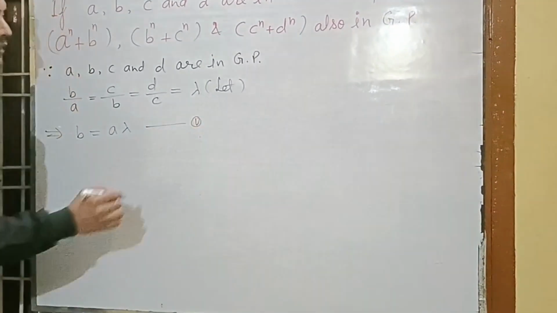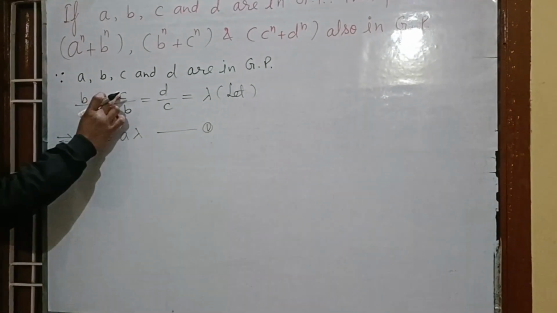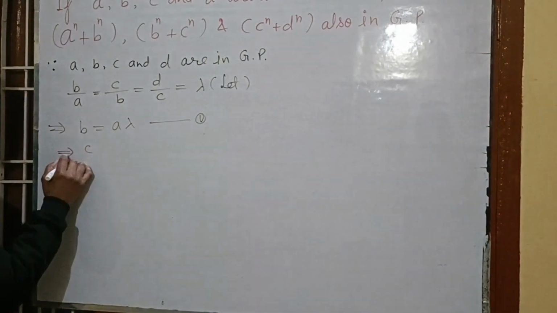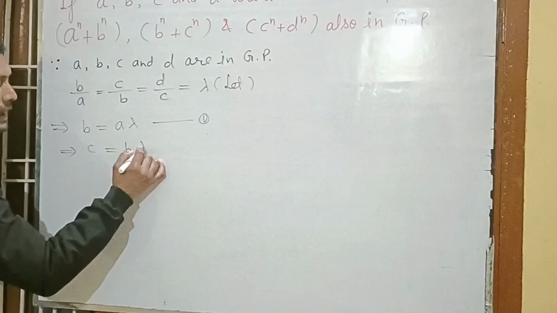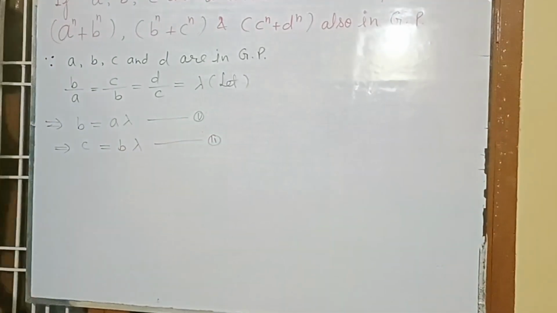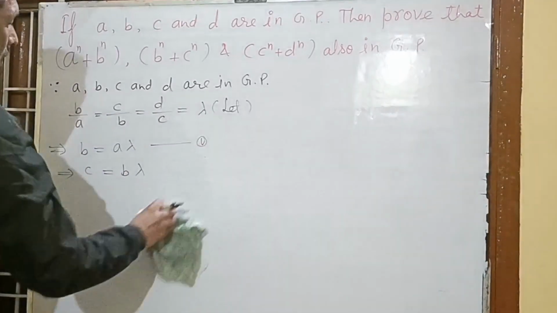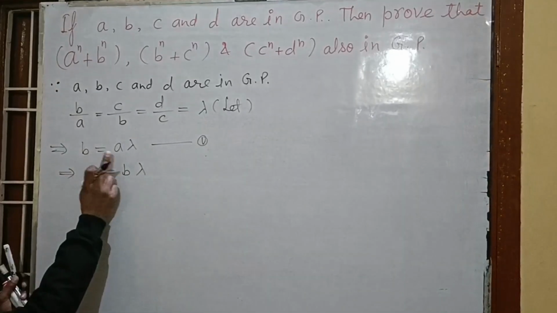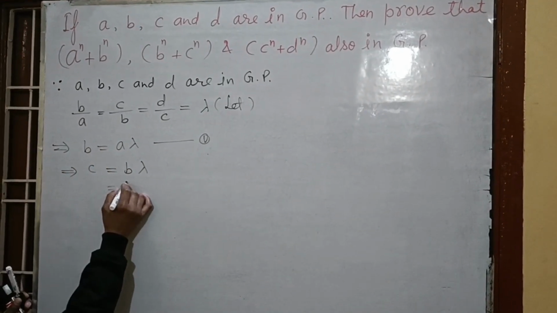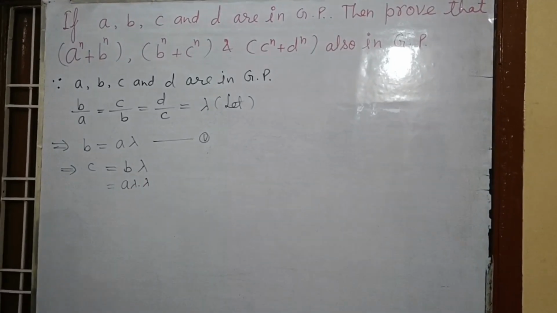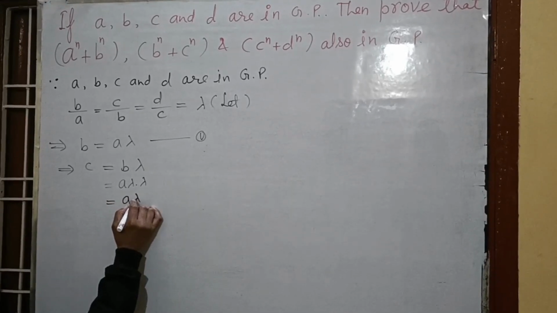Equation number 1. Second, C upon B also equals lambda, that means C equals B lambda. The value of B is A lambda, so C equals A lambda into lambda, that is A lambda square.